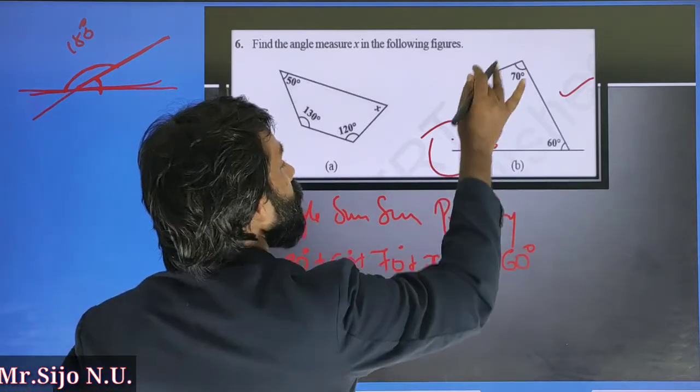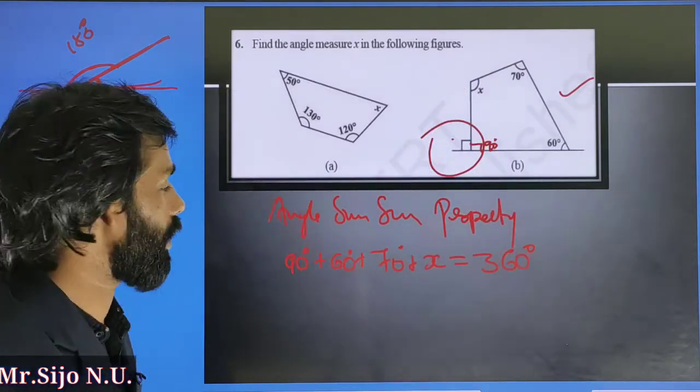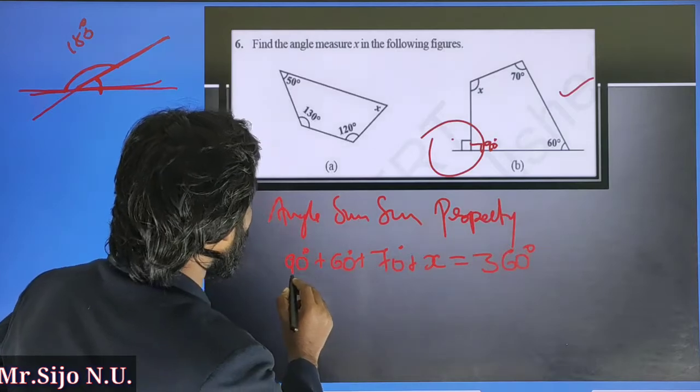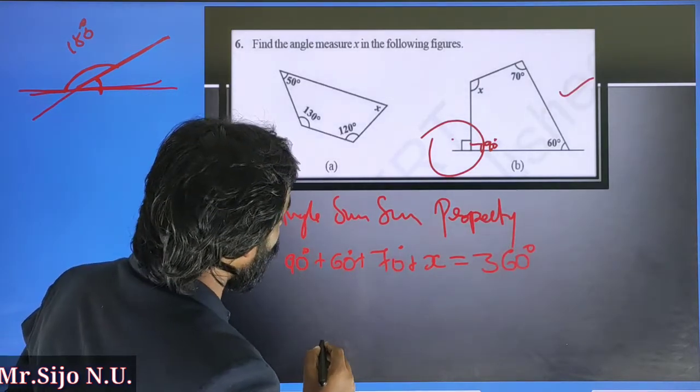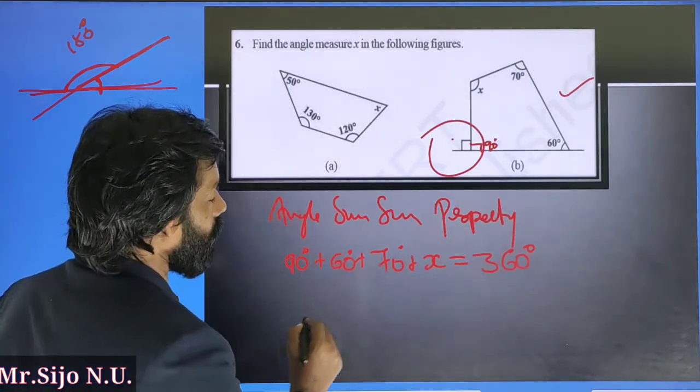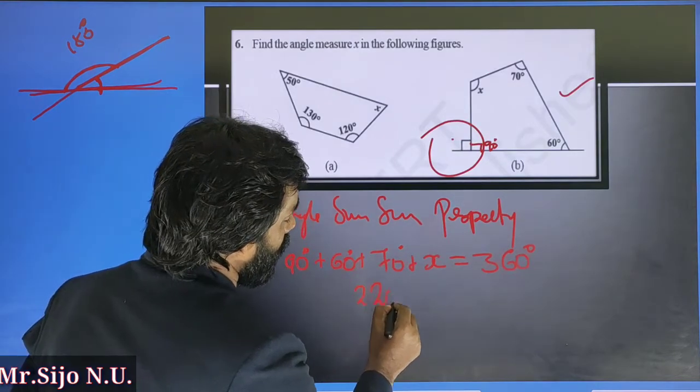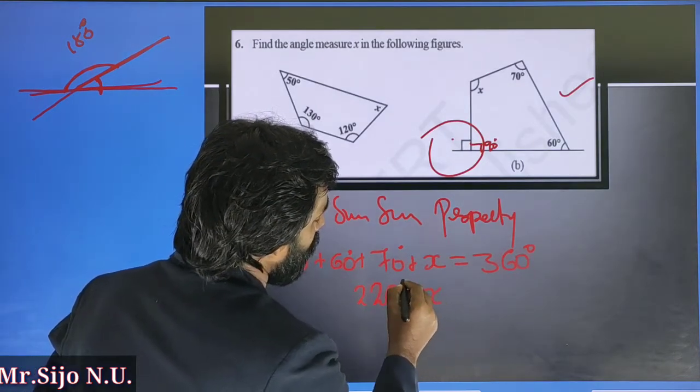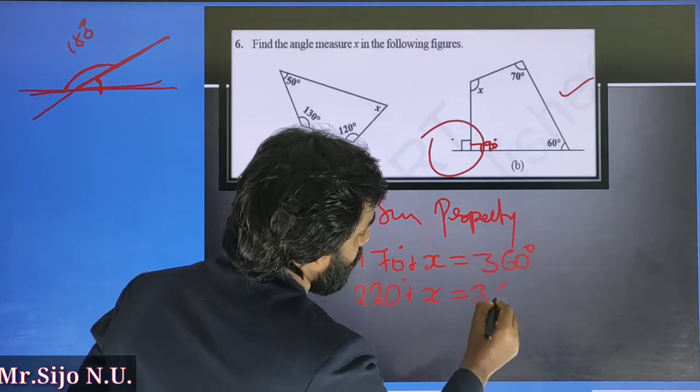How many sides? 1, 2, 3, 4. 4 sided. Angle sum property of a quadrilateral. Well, we can add this. 90 plus 60 will get 150. 150 plus 70 will get 220. Right? 220 plus x equal to 360 degree.